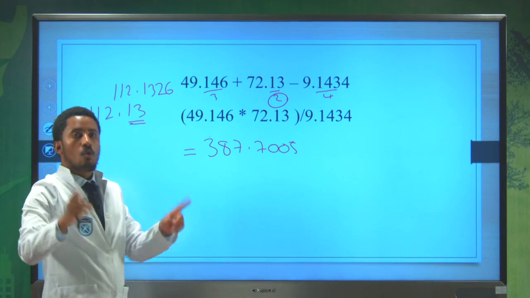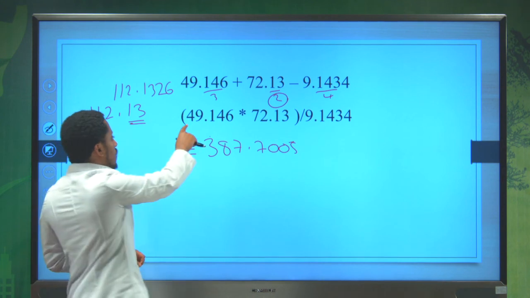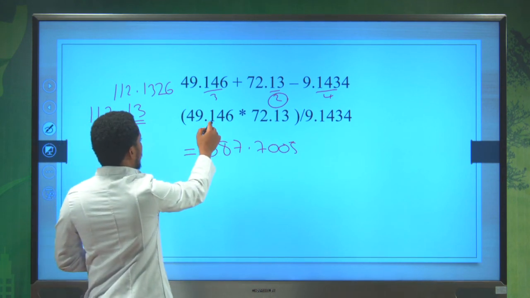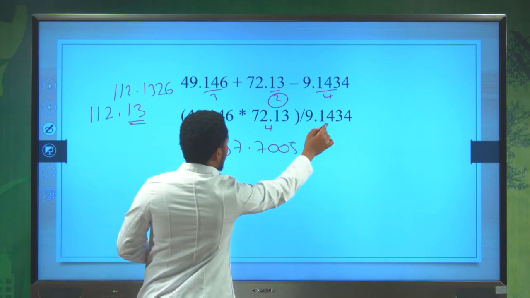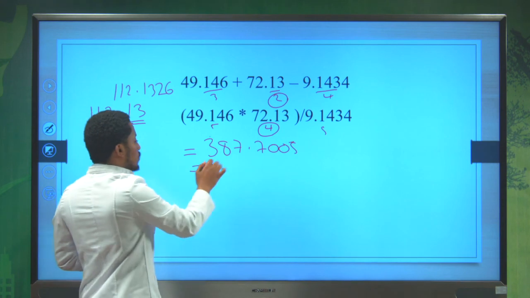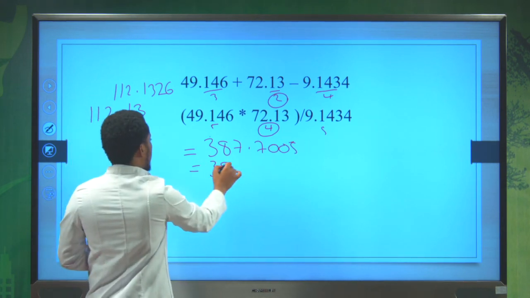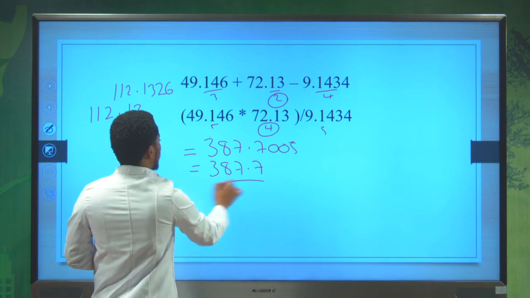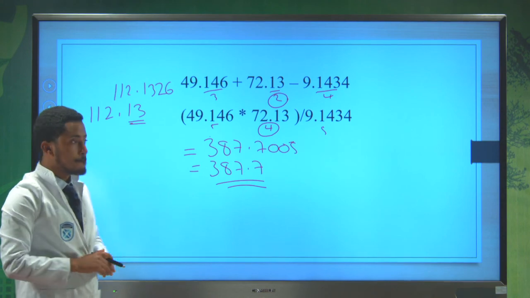So now we have to check the significant figures. Here we have 1, 2, 3, 4, 5. Here we have 4. Here also we have 5. So the least is 4. So we have to change it into 4 significant figures. So it's going to be 378.7 should be our final answer.